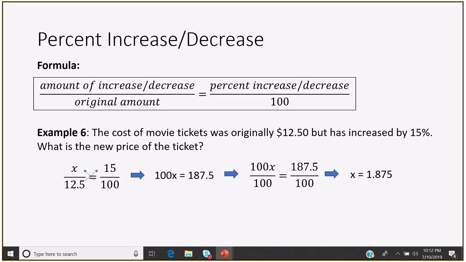Well, you can't really have a half of a cent, so chances are the increase isn't going to be 1.875. It would go up to 1.88. And then we would have to add that to the original cost of the movie ticket, which was $12.50. So combining those two concepts, if I add 1.88 to 12.5, I will get $14.38. I should have included the dollar symbol. It was a mistake. It's an application problem, so it should be $14.38.